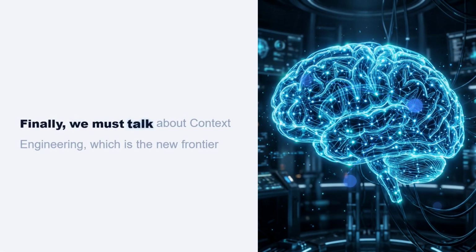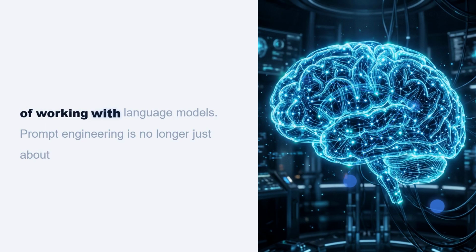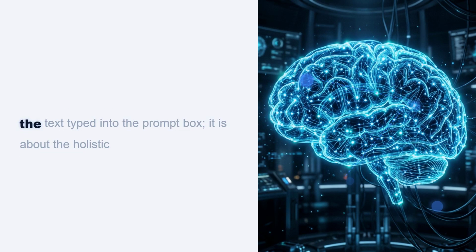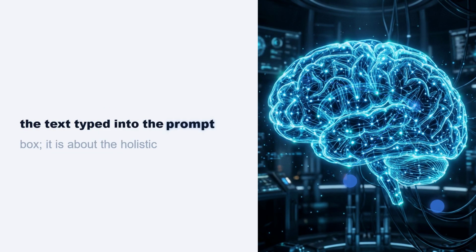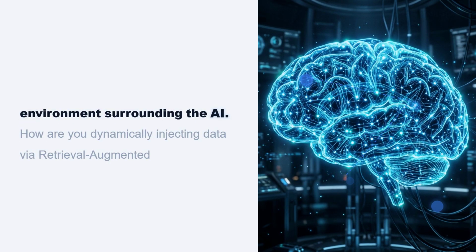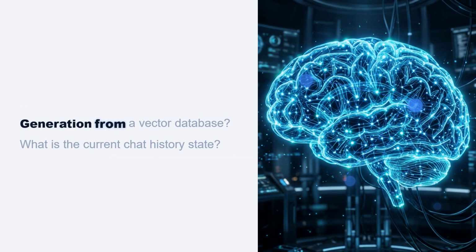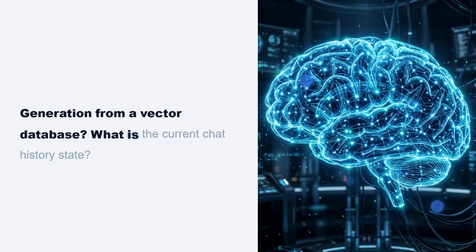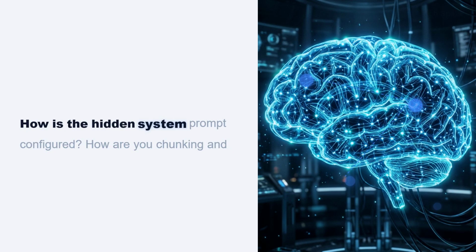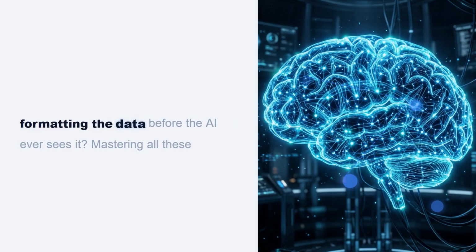Finally, we must talk about context engineering, which is the new frontier of working with language models. Prompt engineering is no longer just about the text typed into the prompt box, it is about the holistic environment surrounding the AI. How are you dynamically injecting data via retrieval-augmented generation from a vector database? What is the current chat history state? How is the hidden system prompt configured? How are you chunking and formatting the data before the AI ever sees it?